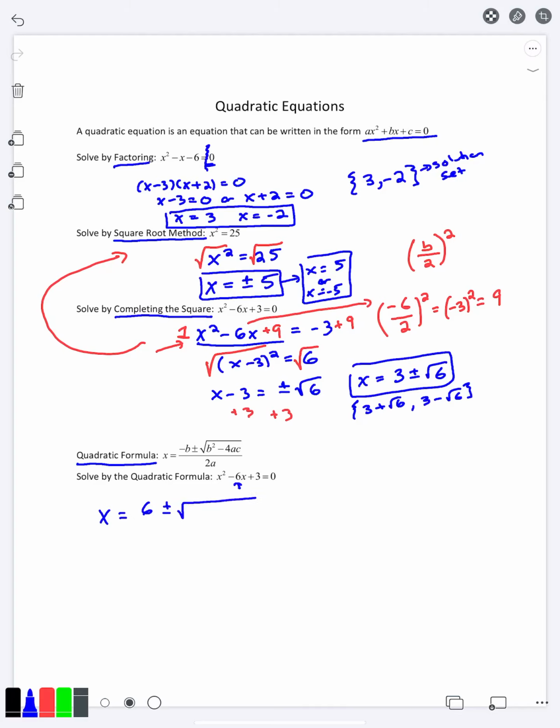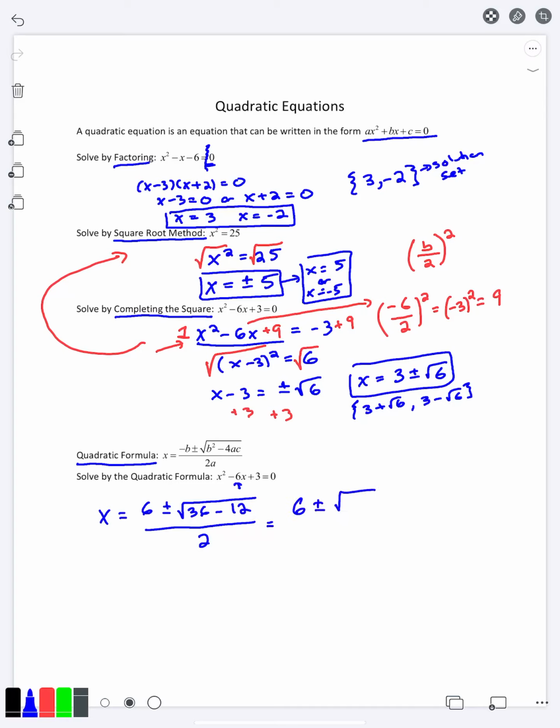Then I have my square root here. And b squared, we'll take -6 and square it. You get 36. And then 4 times a times c. 4 times 1 times 3 is 12. All over 2 times a, which is 2 times 1, is 2.